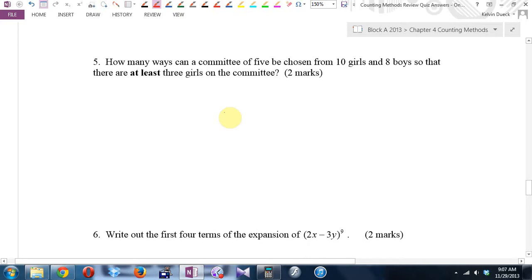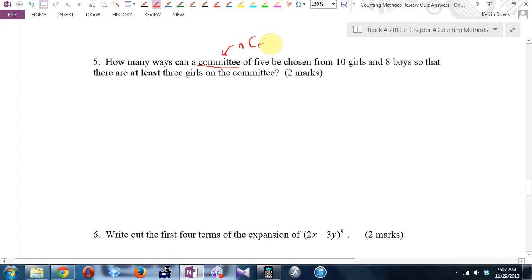Number 5. What's the key word in number 5? Well, there's 2 key words. The first one is this. Committee questions are almost always choose. C for committee, C for choose. The only time they're not is if they say there's a president and a vice president and a secretary, if they somehow suggest that order matters. But generally, we don't care about the order. All we care is, are you on the committee or not on the committee?